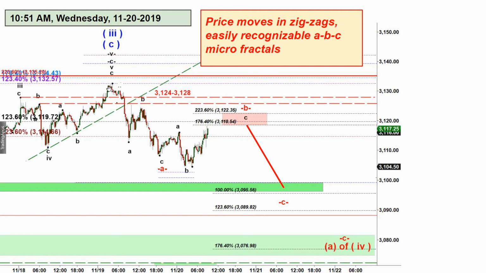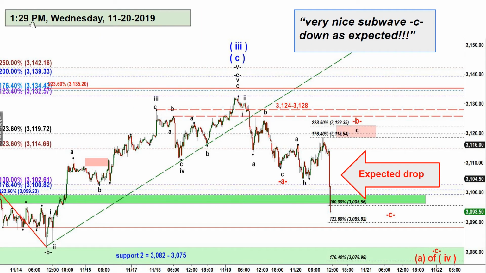Here, the very same simple principle of identifying simple ABC fractals helps to predict another strong move down. So you can see ABC down followed by ABC up, and here price reached the red target box, and that was the expected path down in subwave C down. So together it was A down, B up, and C down. And as you can see, this is 10:51 a.m. on Wednesday, FOMC day. And at 1:29 p.m. of the very same day, we got that expected drop.